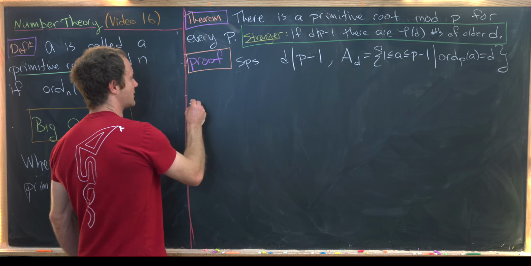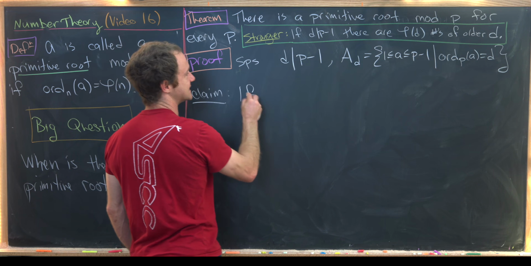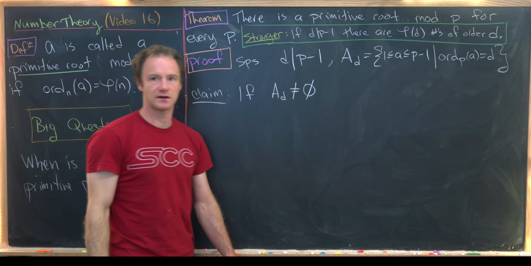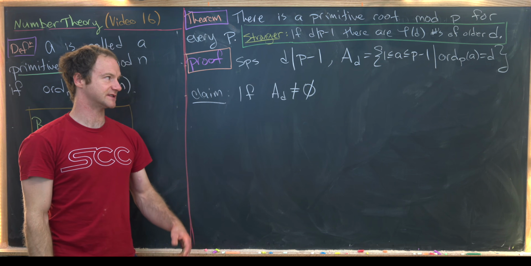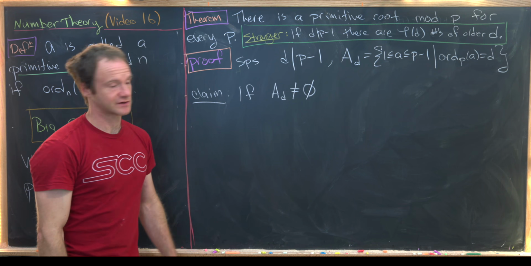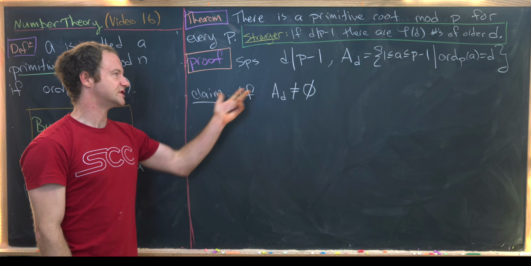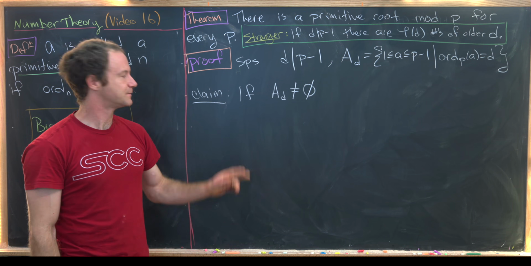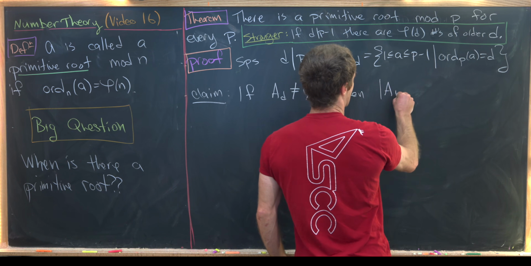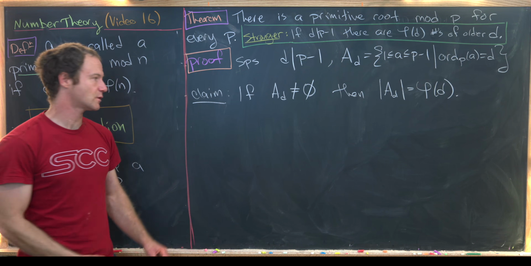Okay, so now I'm going to prove the following claim to get us off the ground, and that is if A of d is not equal to the empty set. A priori it could be equal to the empty set. Maybe we do not achieve an order of a certain divisor of p minus 1. Maybe we don't achieve a primitive root in the first place. So we don't know that this is non-empty at the moment. Okay, but let's suppose it is non-empty. Then the number of elements in this set must be phi of d. Okay, so that's what we're going to start with.